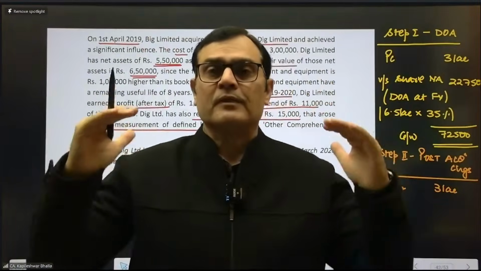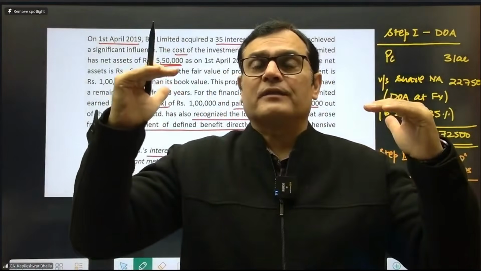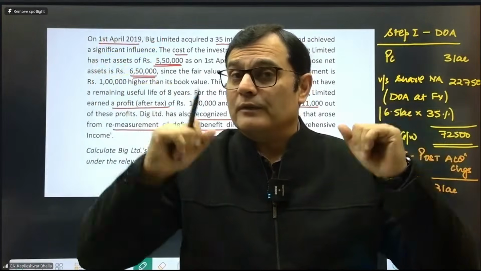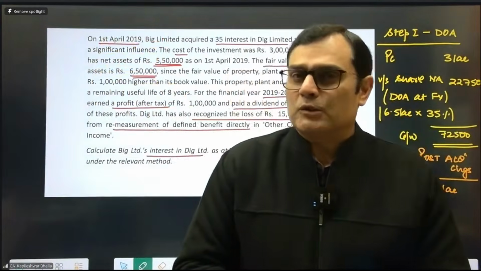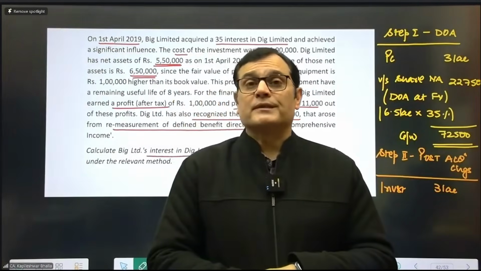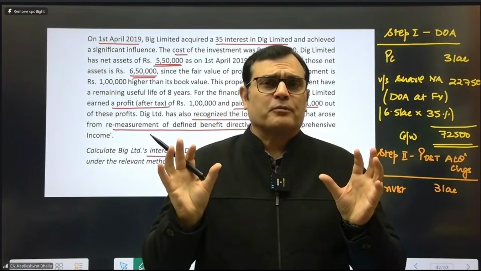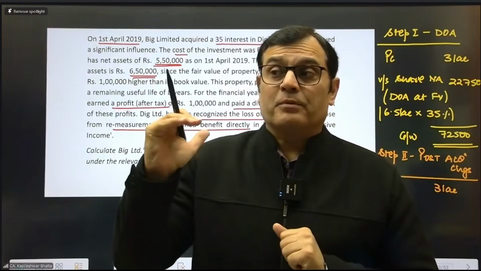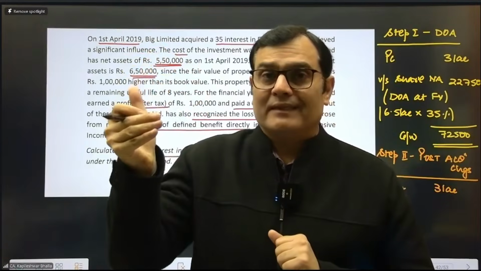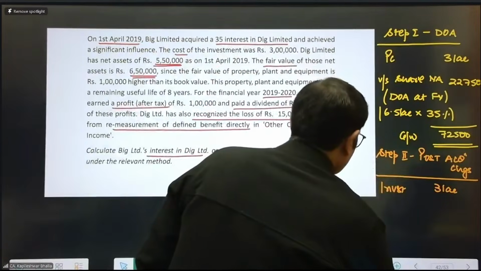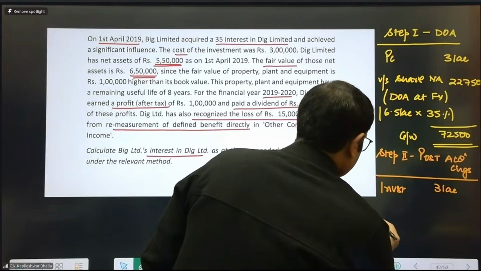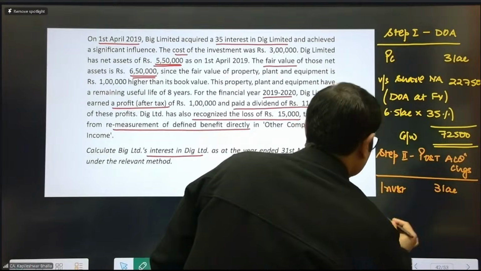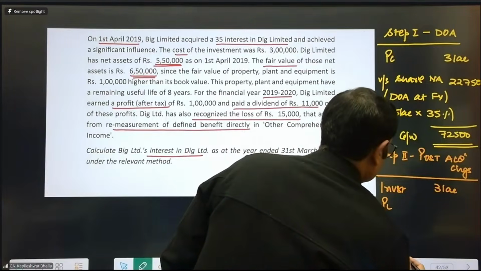Now let's visualize. When the associate company earned a profit, the net assets went up. But at the same time, when they paid a dividend, the net assets go down. So either you can treat the earnings as one transaction and the dividend payment as another transaction, or you can just consider the share in the retained earnings. So what I'll do in this case, I'll take the share in the post-acquisition profits, again in the P&L and again in the OCI.